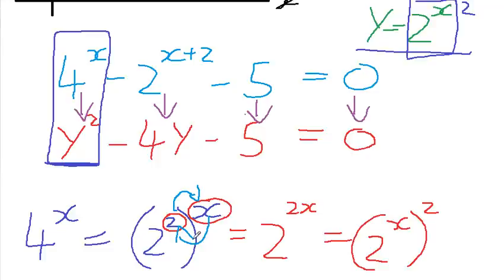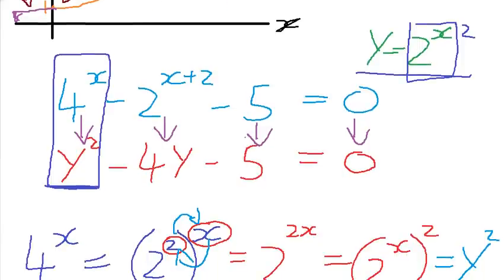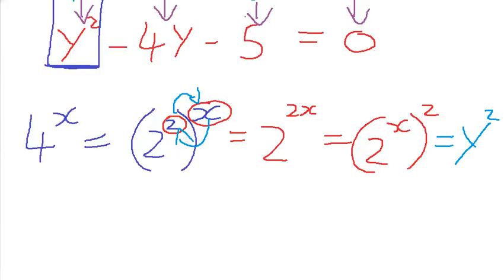Okay, and then what we can do there is say that 2 to the power of x all squared is equal to y squared, because y is 2 to the power of x. So that's a direct substitution. Y is 2 to the power of x, so we've squared it all. So that's the first bit taken care of. Let's do the second bit.